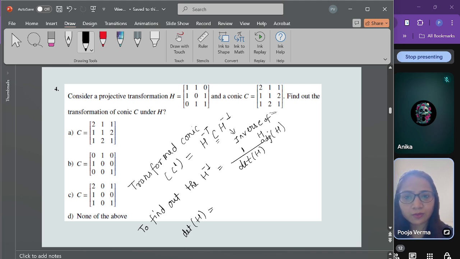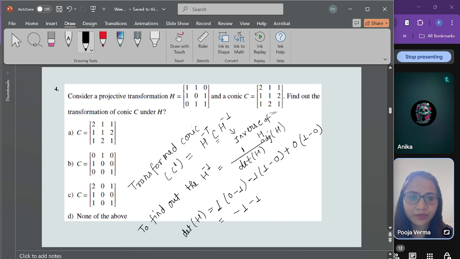The projective transformation matrix is given. So just take this first one and do the cross multiplication of these two, right? So 1, 0 minus 1, then minus 1, then just take 1 minus 0, right? 1 minus 0, then plus 0. Here it is a 0, so the whole term will be 0 only. So 1 minus 0, if you solve it, here you will get minus 1. Here it is also minus 1. Here you will get 0. So the determinant of H value is minus 2.